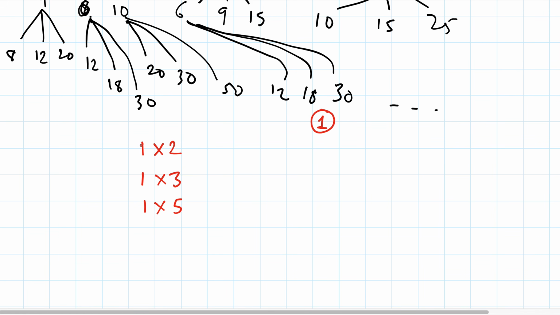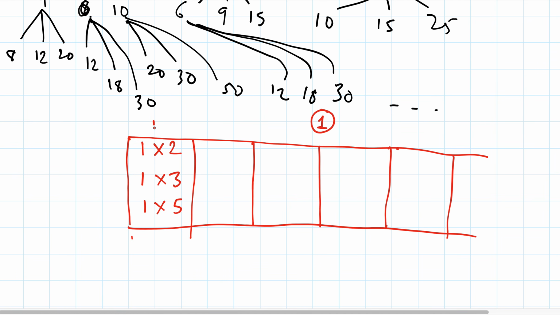So we can create a table. This is u1 and this row corresponds to the multiplier. So we have only 3 multipliers, 3 factors, 2, 3 and 5. So we take u1, u1 is 1. We take u1 and multiply it by 2, 3 and 5. So 1 is fixed here.